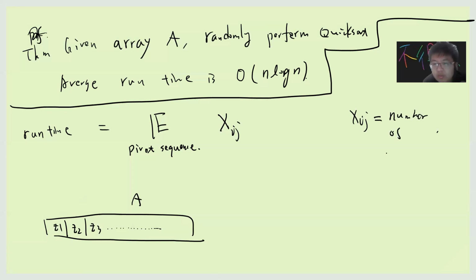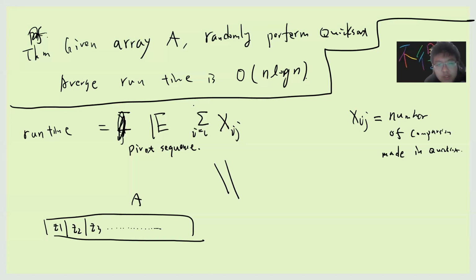made in quicksort. Okay, so our goal is to find the expectation value of the sum over X_ij, the sum over all i, j. But this is just very simple, right? Technically, we should sum i from 0 to n minus 1, and j from i plus 1 to n.